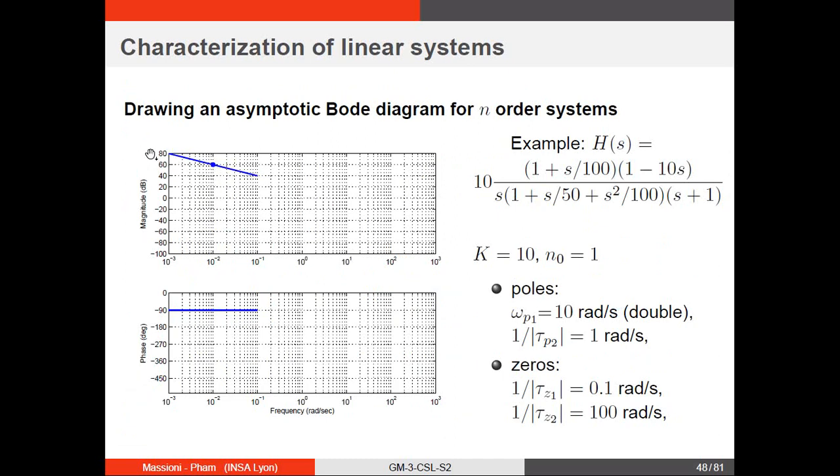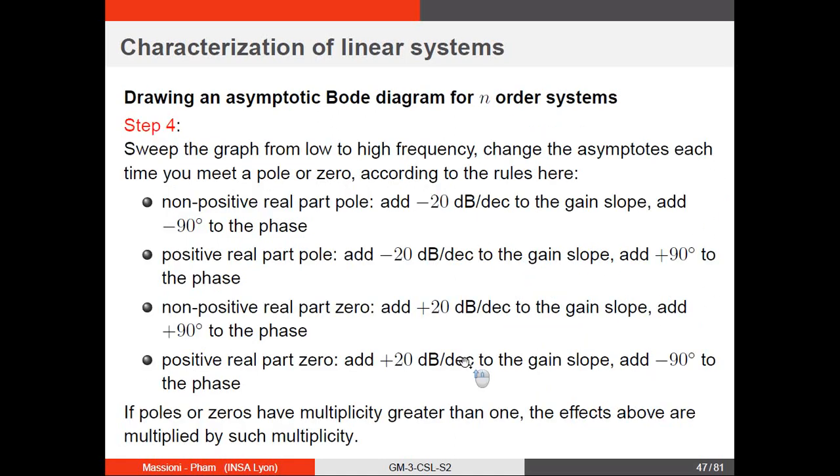So for how long do we continue this line? Well, this first asymptote will continue until the first pole or zero, which is the smallest, 0.1 here, so it stops at 10 to the power minus 1. What happens at 10 to the power minus 1? We have a zero, so we look at the table here. A zero, you remember, with positive real part. So we are in this case.